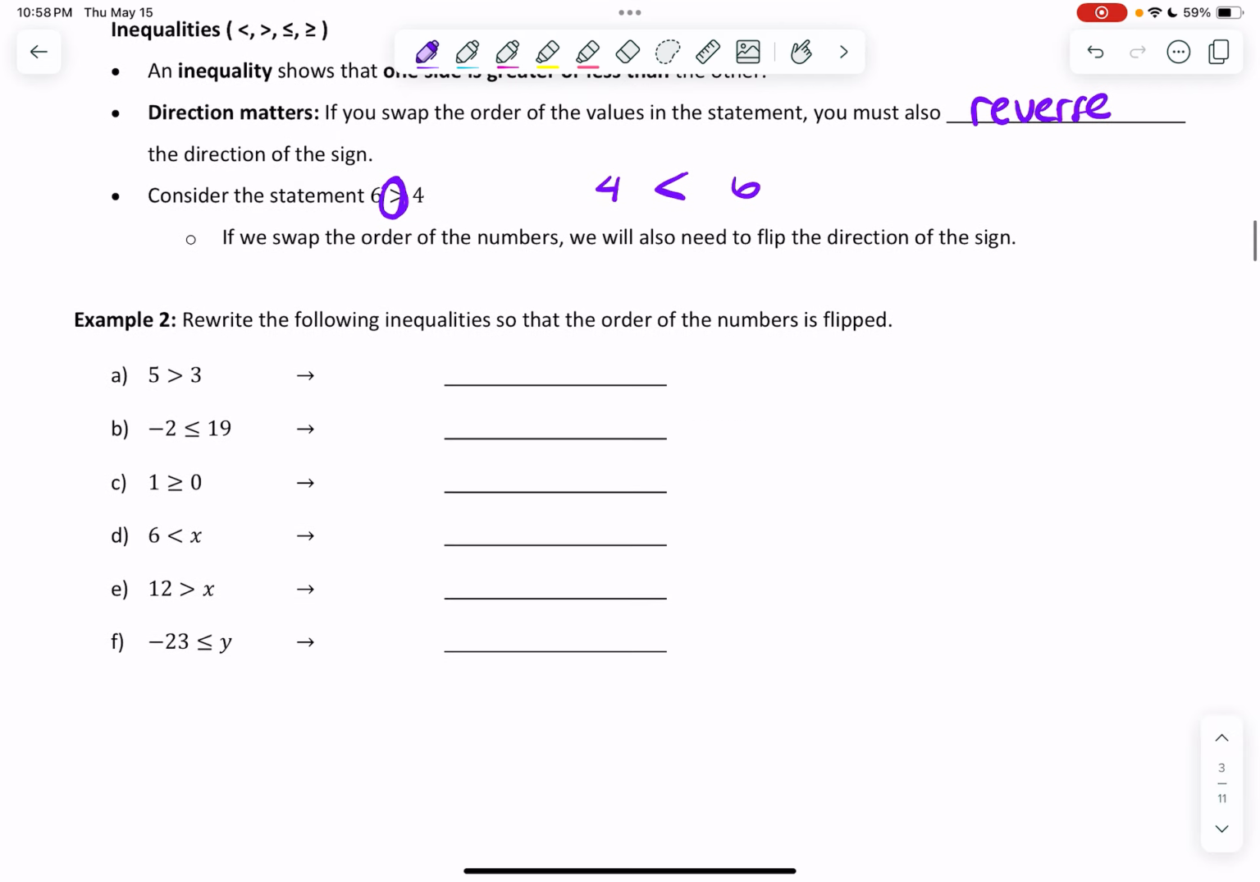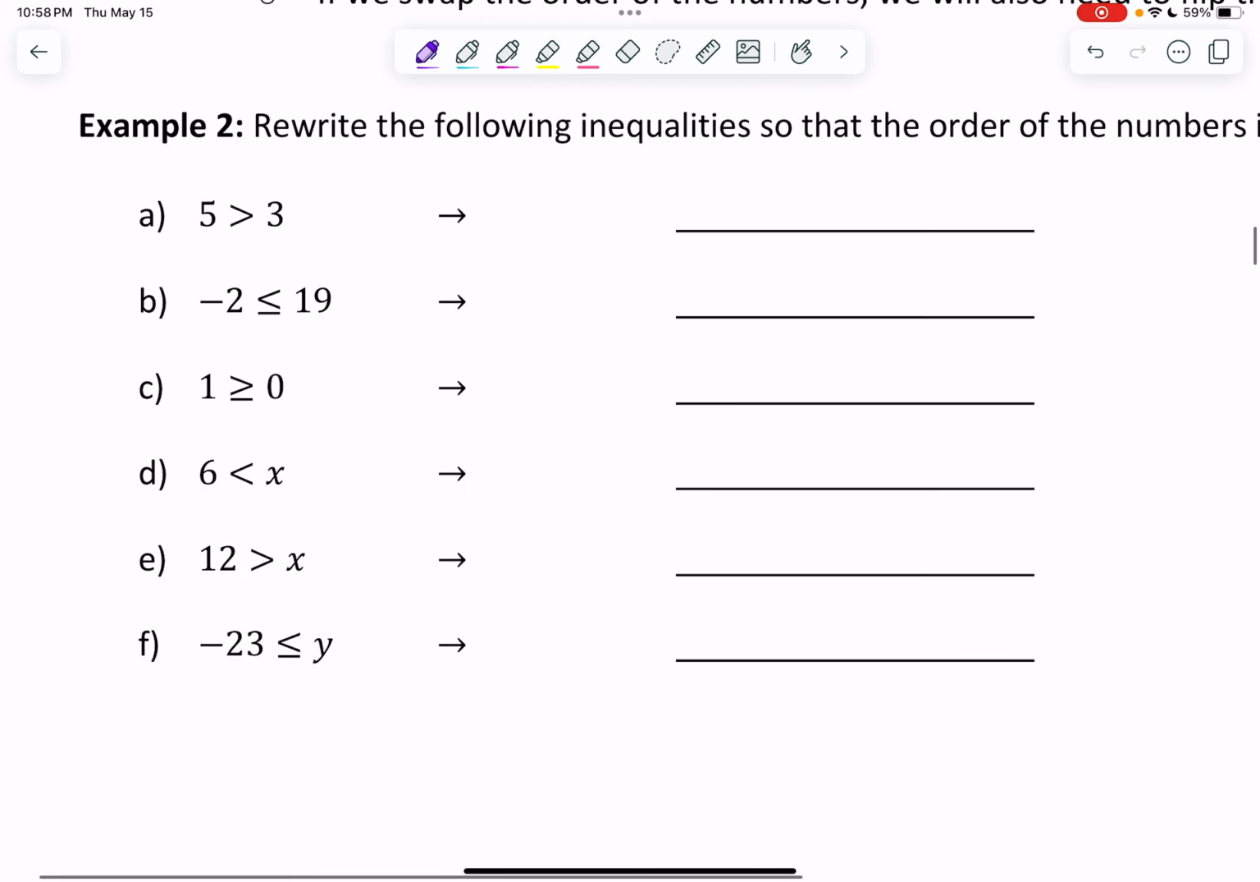So, here are a whole ton of inequalities. I want you to reverse all of the orders and change the inequality accordingly. Can you pause the video and give those a go? Thank you. Also, welcome back.